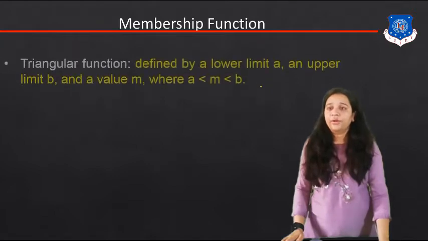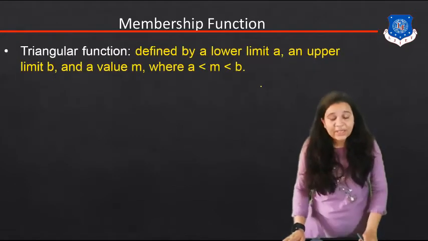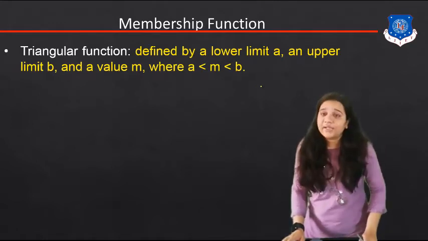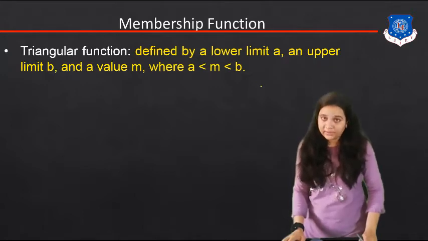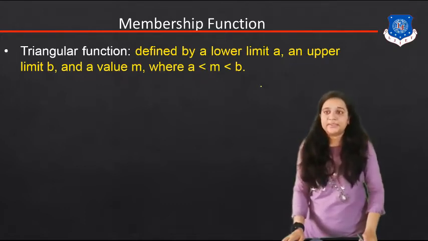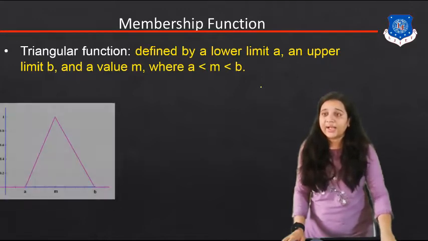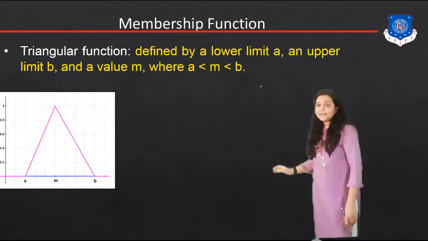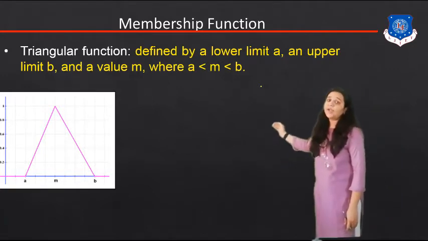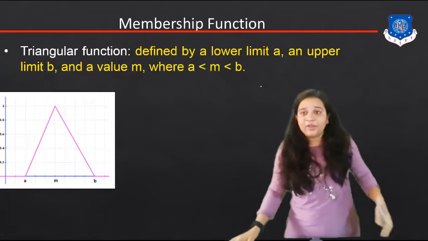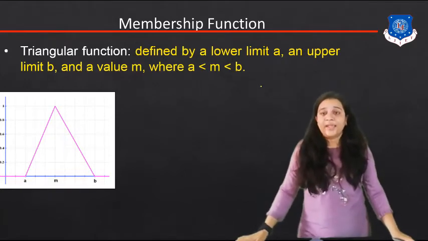The first membership function that is used in fuzzy logic is the triangle function. It is defined by a lower limit a, an upper limit b, and a value m, where a is less than m and m is less than b. So what is the actual graph of the triangular membership function? Here on the x-axis, limit a is my lower limit, limit b is my upper limit, and m is a value where a is less than m and m is less than b.